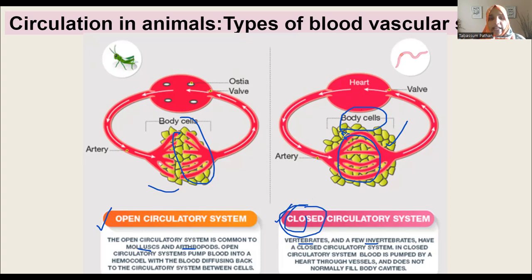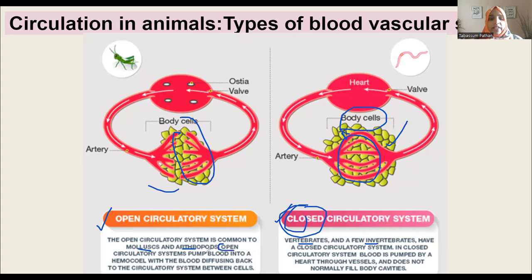So you have arthropods, like cockroach, and mollusks, which show an open circulatory system. Then you have the vertebrates, and also a few of the invertebrates like annelids, which show a closed type of circulatory system. Your exchange of material will not take place directly. Fine. So let's just summarize this.